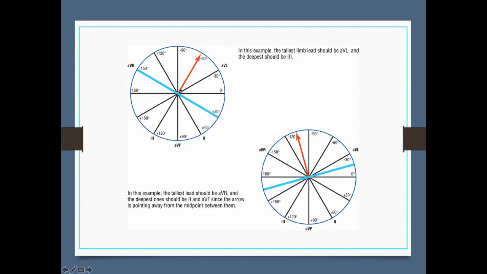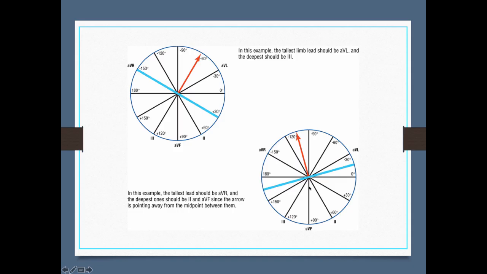And if I went all the way in the opposite direction, lead 3, right down here, should be the deepest. And that's how we double check ourselves. So AVL should be the tallest, and lead 3 should be the deepest in this example.